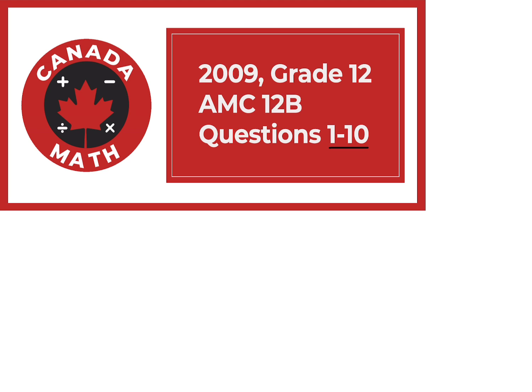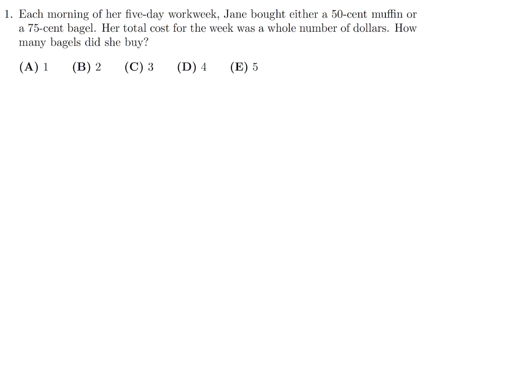Questions 1 through 10 on the 2009 Grade 12 AMC 12B. Each morning of her 5-day work week, Jane bought either a 50-cent muffin or a 75-cent bagel. Her total cost for the week was a whole number of dollars. How many bagels did she buy?